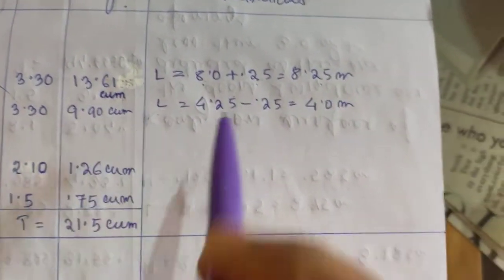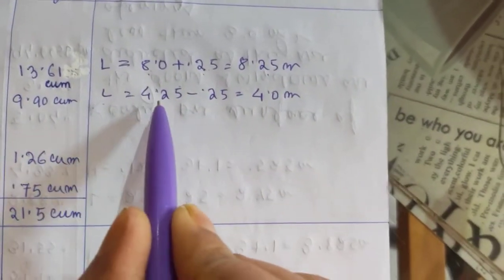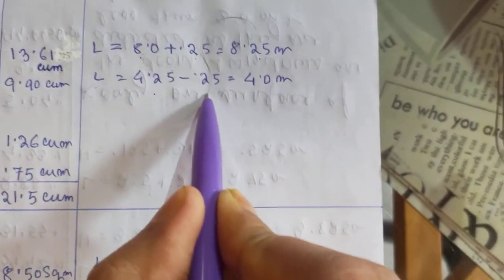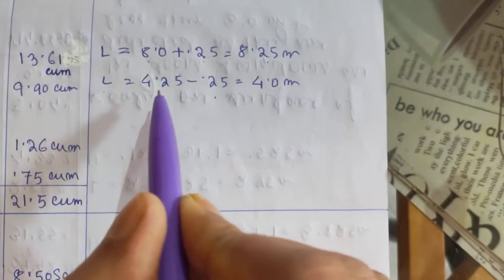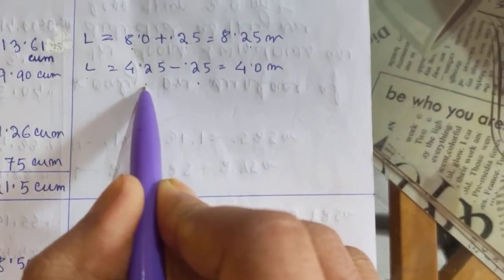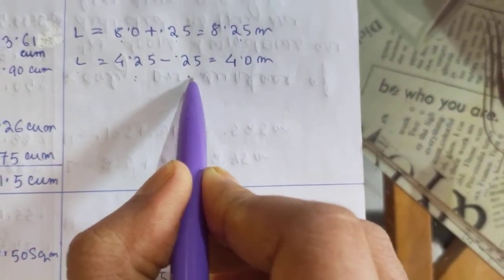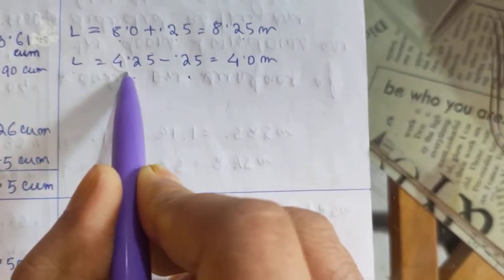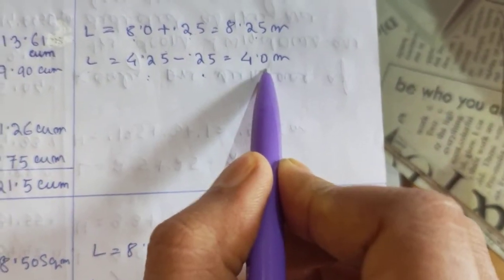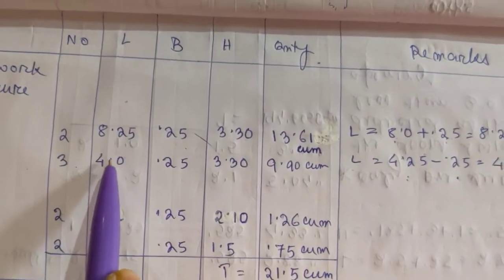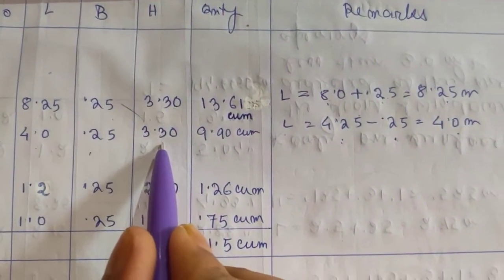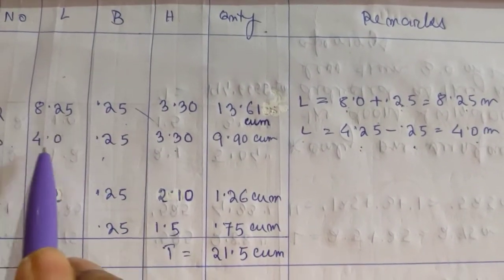So we need to find out the length of short wall, and the formula is center to center length minus breadth of the brickwork in superstructure. Center to center length of the short wall is 4.25 and the breadth of the superstructure is 0.25. So 4.25 minus 0.25 is 4, the length. So under the length column we will write 4. Breadth we already know is 0.25. Height we already know is 3.3. So number into length into breadth into height is your quantity.